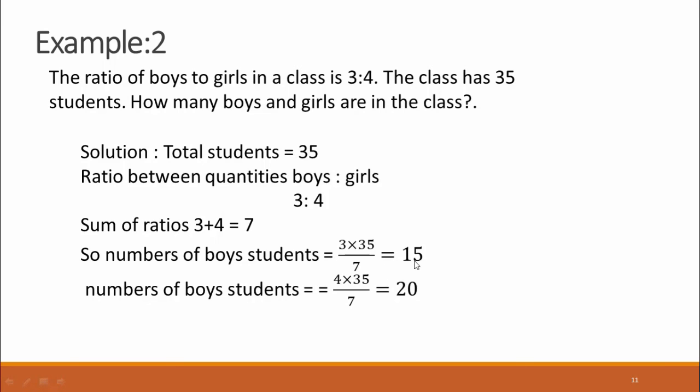So there are 15 boys in the class and 20 girls in the class, and we can verify our result by adding these two numbers. 15 plus 20 is equal to 35, and 35 is the total number of students in the class. So the result is correct.